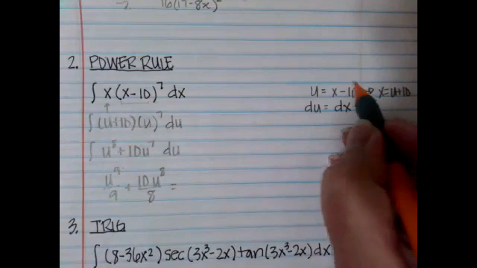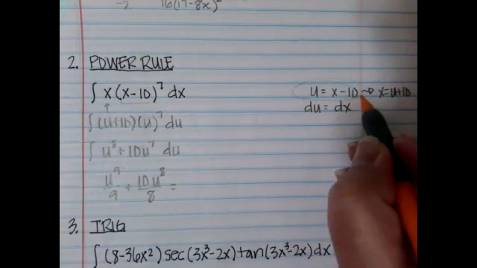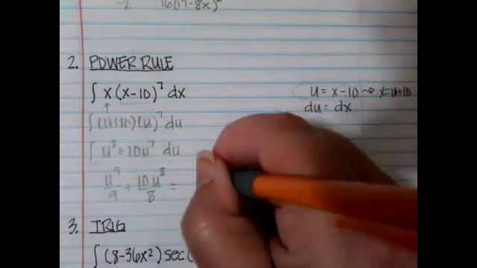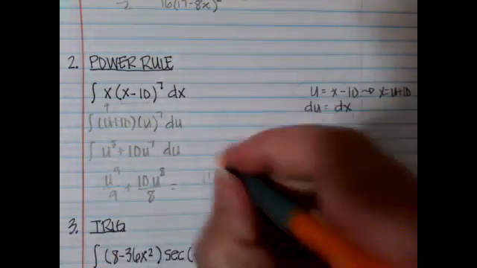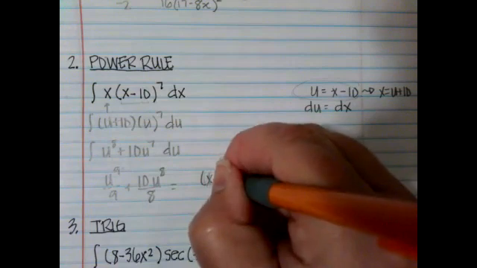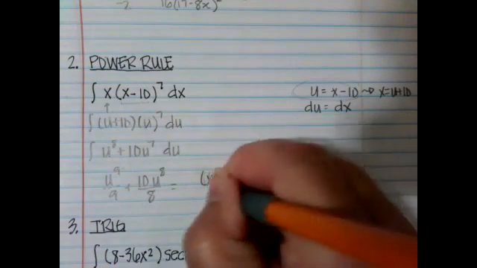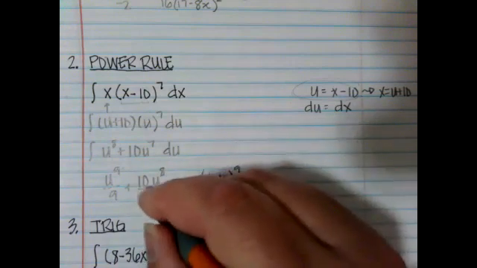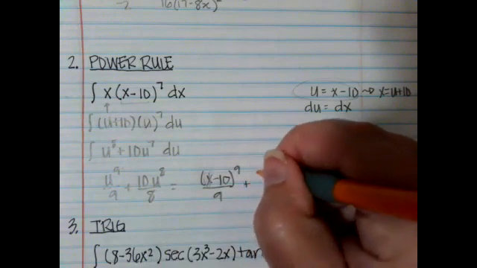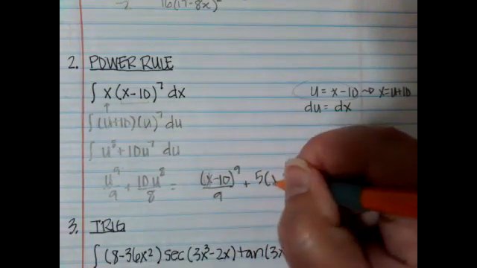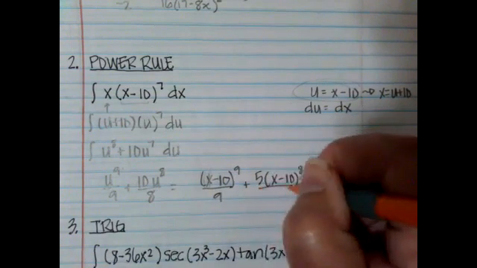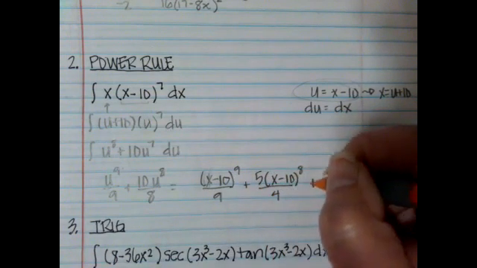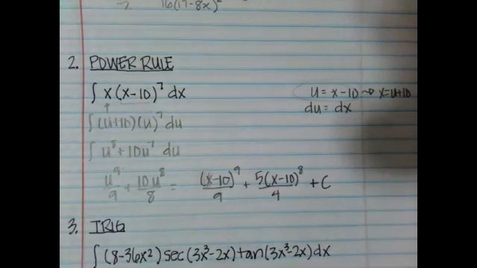And then I'm going to substitute that back in. So u turns into x minus 10. So that would be, oops, not u anymore. That would be x minus 10 to the 9th over 9. I'd probably reduce that to 5/4. So 5 times x minus 10 to the 8th over 4. And then don't forget your constant.